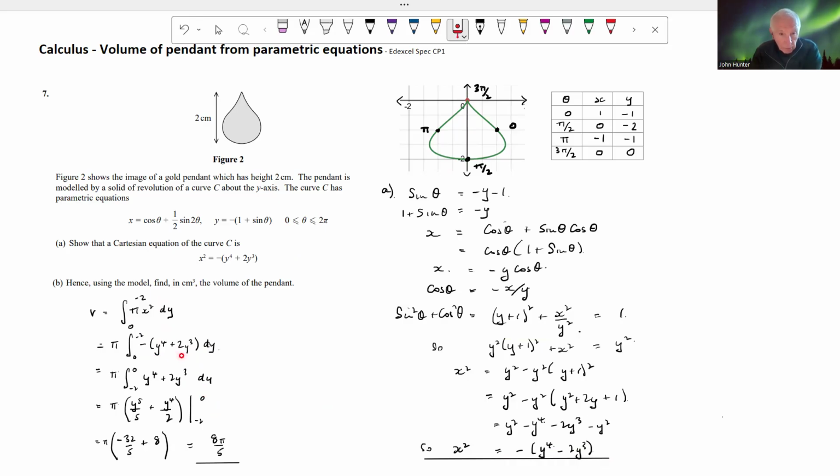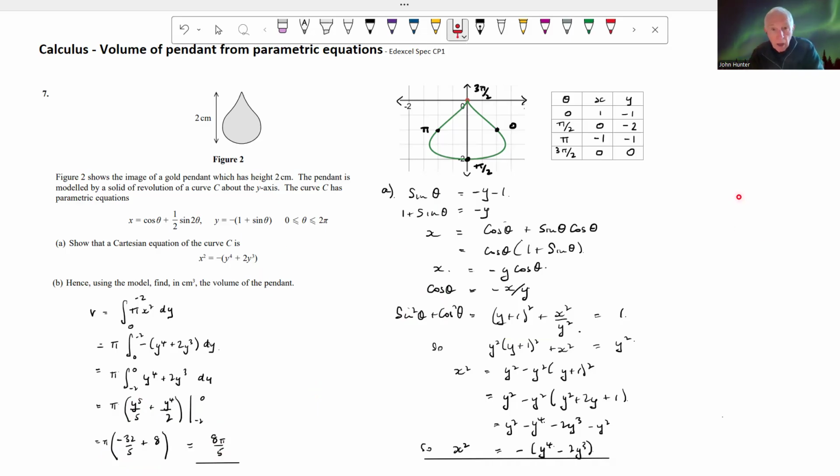And then we're just applying the power rule, aren't we? To that to give us this integral, pi factorized out there. And then when we evaluate that between 0 and -2, of course, the 0 doesn't contribute anything. We're going to get this, which is in fact 8/5 multiplied by the pi that we've got in there, which is going to be 8 pi by 5. All right, so that is your volume of revolution, which is the volume of the pendant.